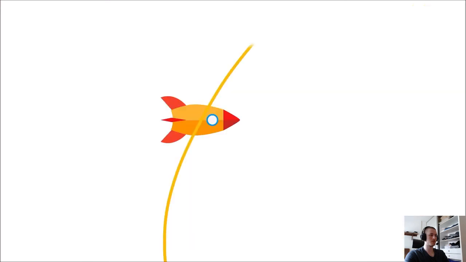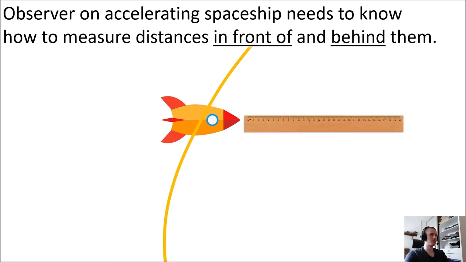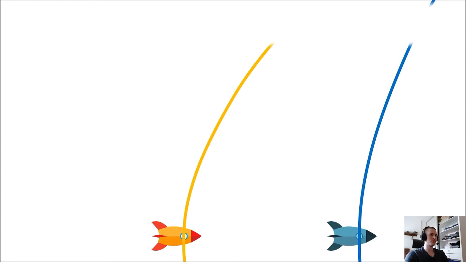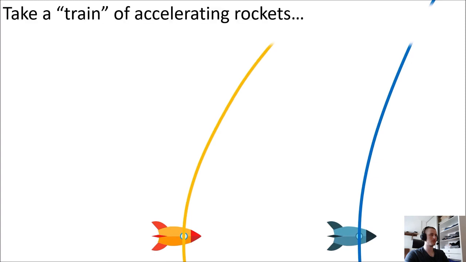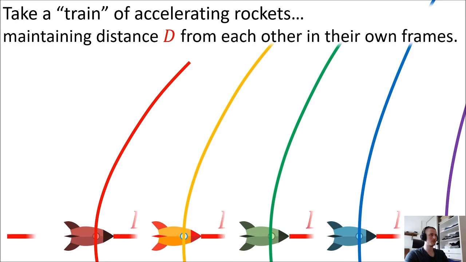To create the coordinate system, an observer on an accelerating spaceship needs to know how to measure distances in front of and behind them. Instead of looking at two accelerating spaceships, let's look at a whole train of accelerating spaceships. Each ship will maintain a constant distance d from each ship in front of and behind it.